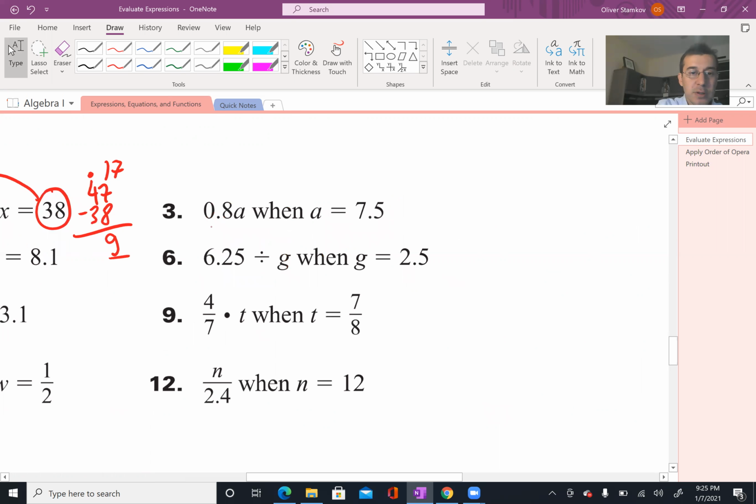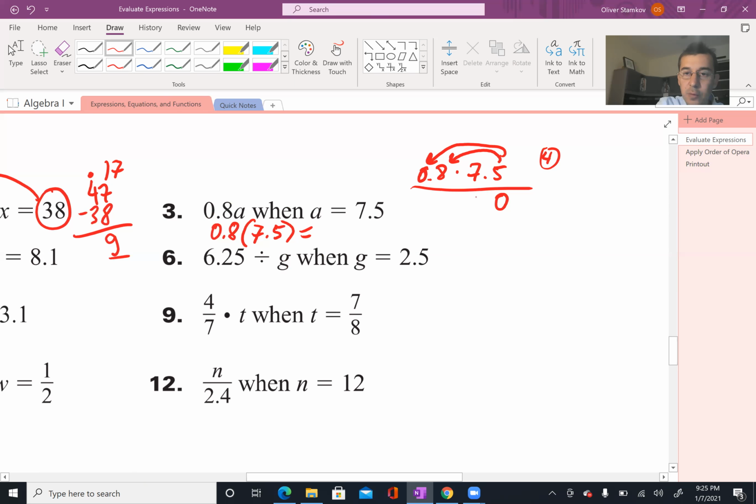All right, next one is 0.8 times a, and a is 7.5. So let's do it on the side here. So we're going to do 0.8 times 7.5. So when we multiply, we have to multiply 5 with each number. So 5 times 8 is 40. 0 and 4, we remember. 5 times 0 is 0, and the 4 we remember is 40. Then we do the same thing with 7. So first 7 times 8 is 56. So 6 and 5 we remember. 7 times 0 is 0, and the 5 we remember is 5.